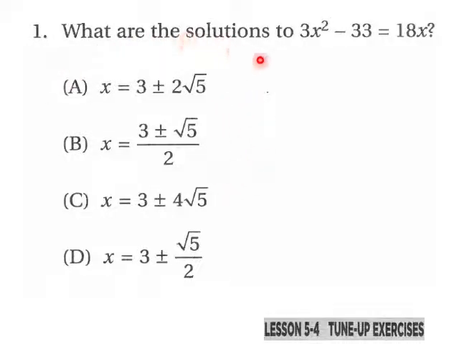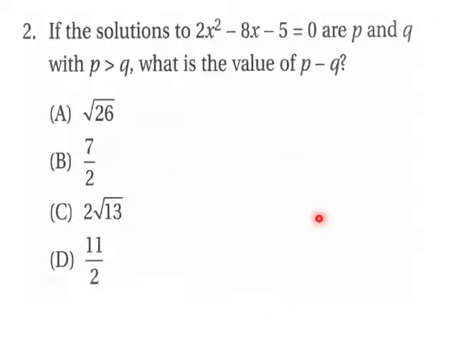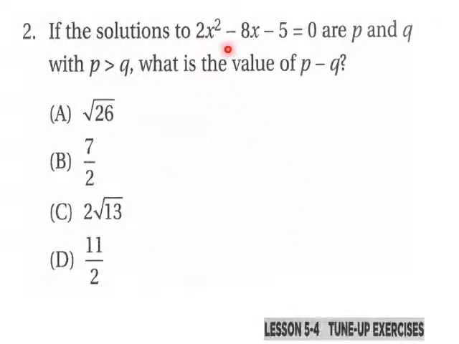Question number one, what are the solutions to this situation here? These are your selections here for that, is for you to use various methods to find your solution to this quadratic, because it's a second degree expression. Number two, of the solutions to 2x squared minus 8x minus 5 equals 0 are p and q, with p being greater than q. What is the value of p minus q?